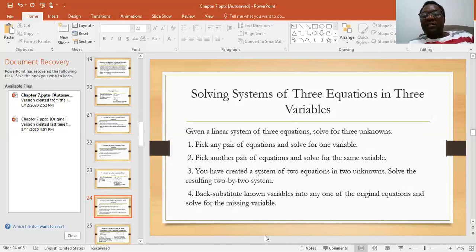So when we are given a system of equations with three variables, we may decide to pick any pair of equations and solve for one variable, just as if you are taking the other two variables as constants. So you can solve for x in two equations and then replace it in the other equation. Pick another pair of equations and solve for the same variable. You have created a system of two equations in two unknowns. Solve the resulting 2 by 2 system. Then back substitute the known variables into any of the original equations to solve for the missing variable.